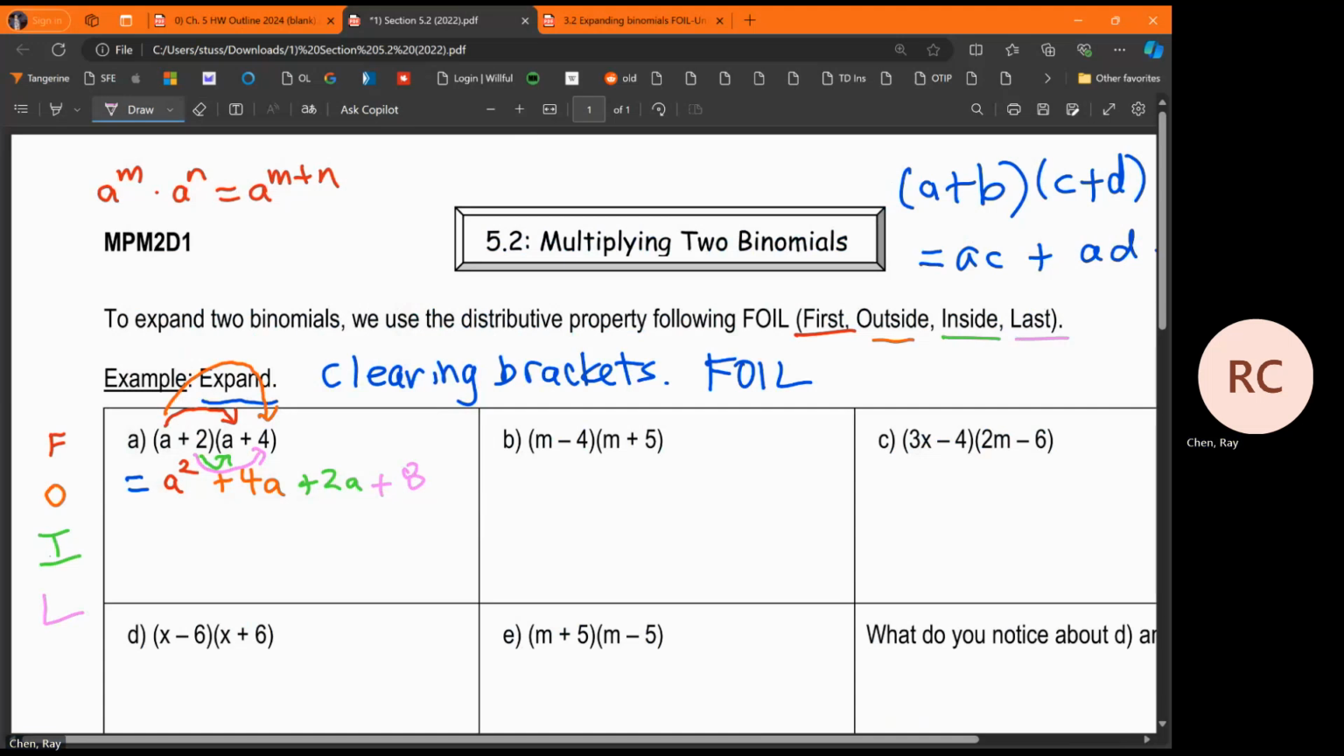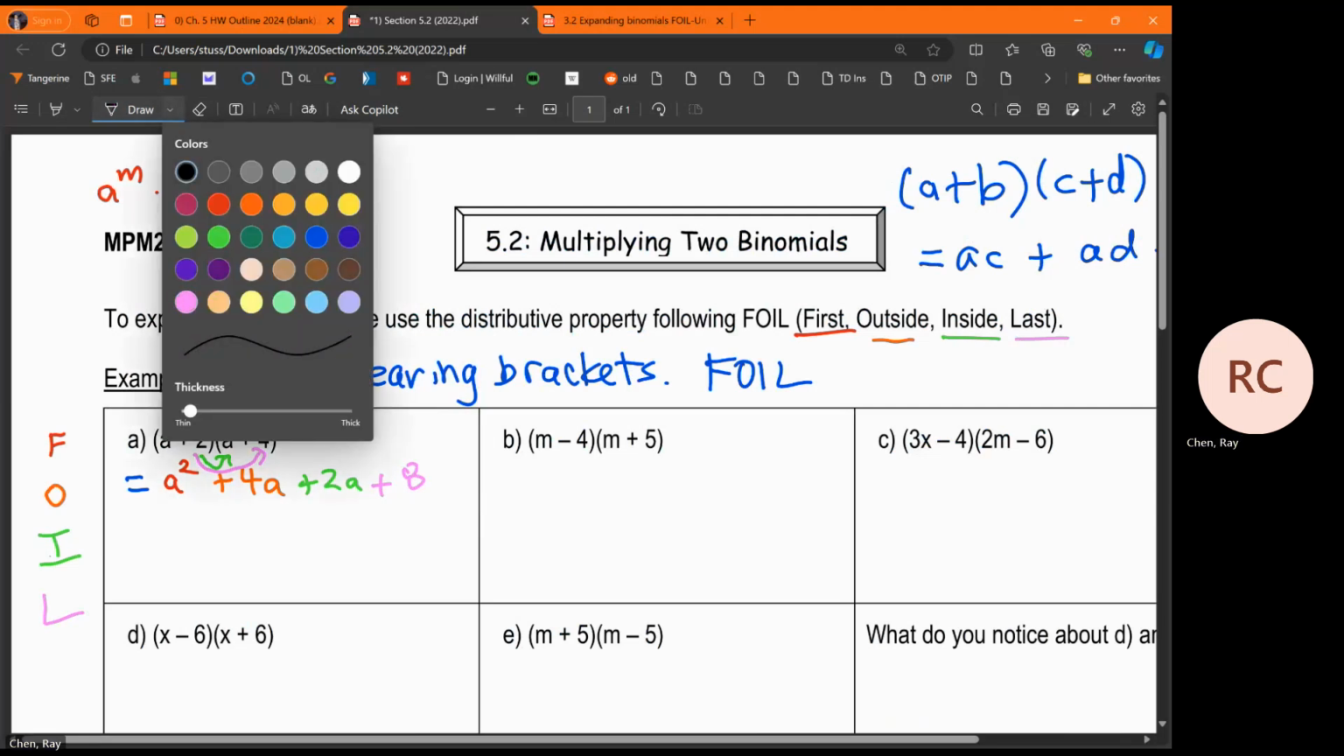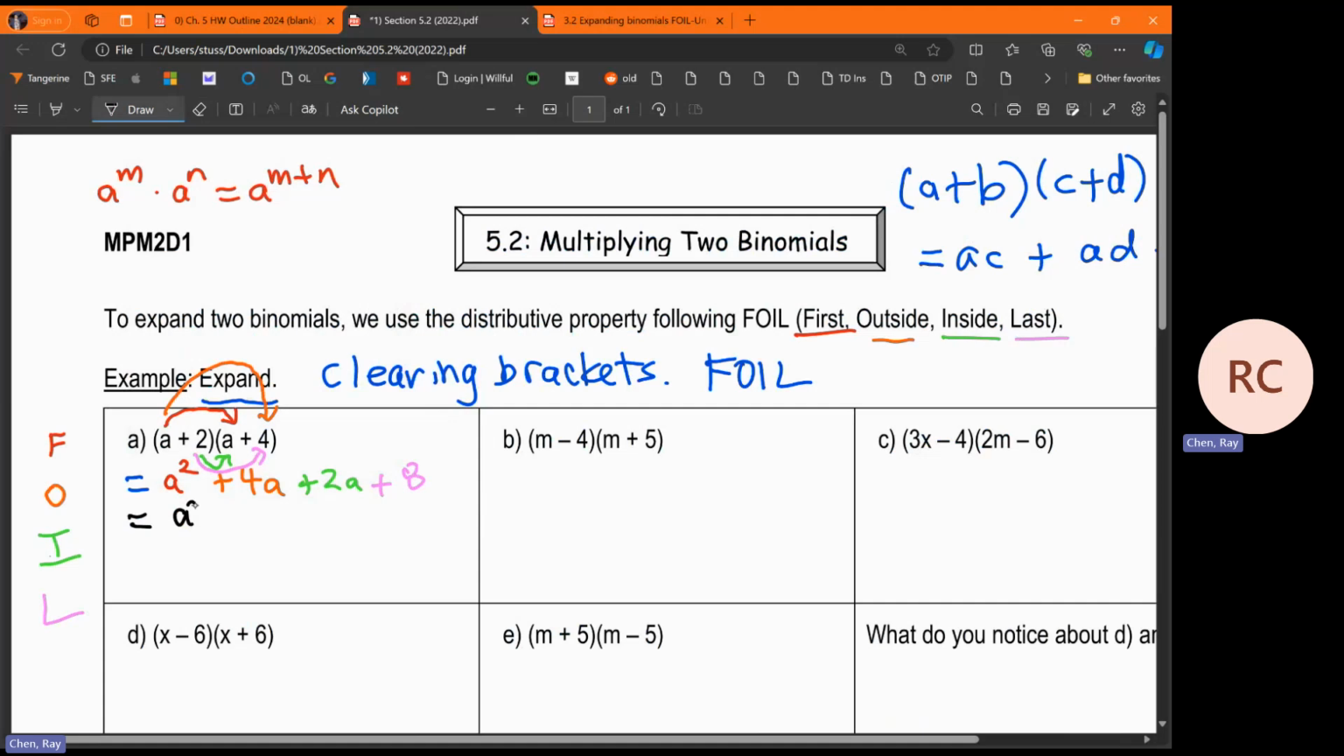As you can see, there are 4 terms, but we're not finished. This is why we practiced collecting like terms in the grade 9 review. Let's look at this answer, which is a polynomial: a squared plus 4a plus 2a plus 8. There are 2 like terms, the 2 middle terms, from the outside and the inside. 4 apples plus 2 apples is 6 apples. And this is our trinomial: a squared plus 6a plus 8 is the expanded version of (a + 2) times (a + 4).